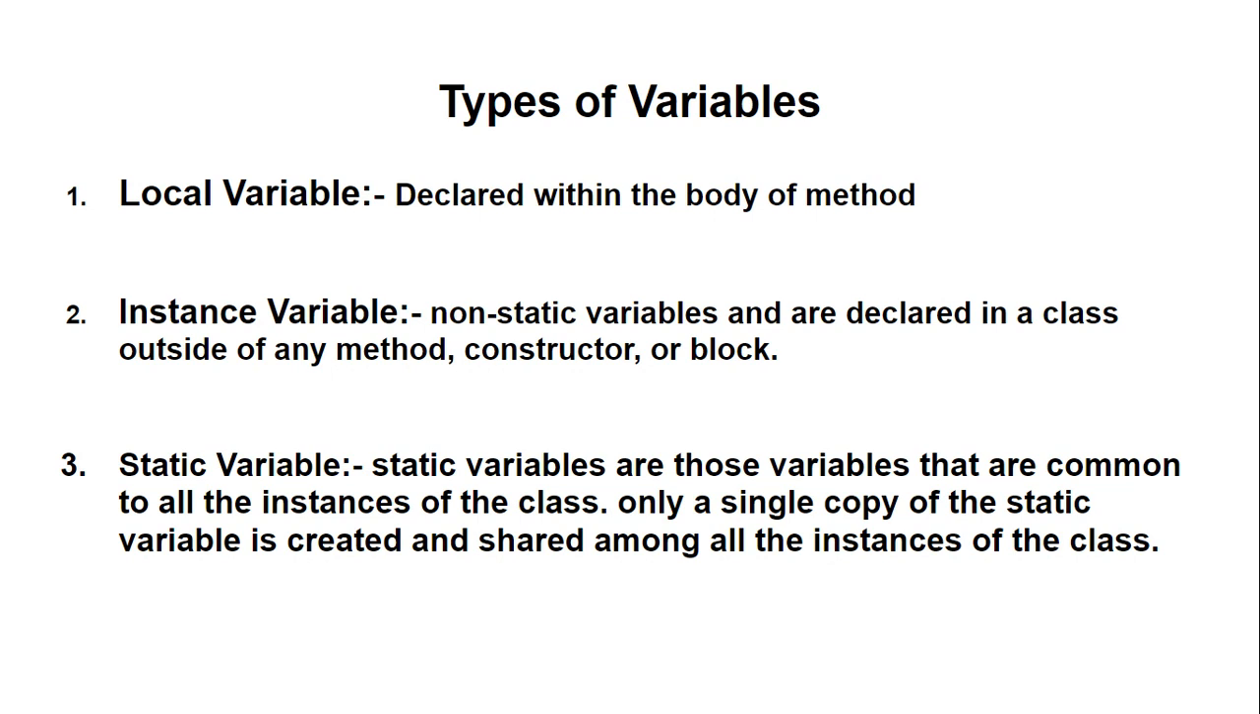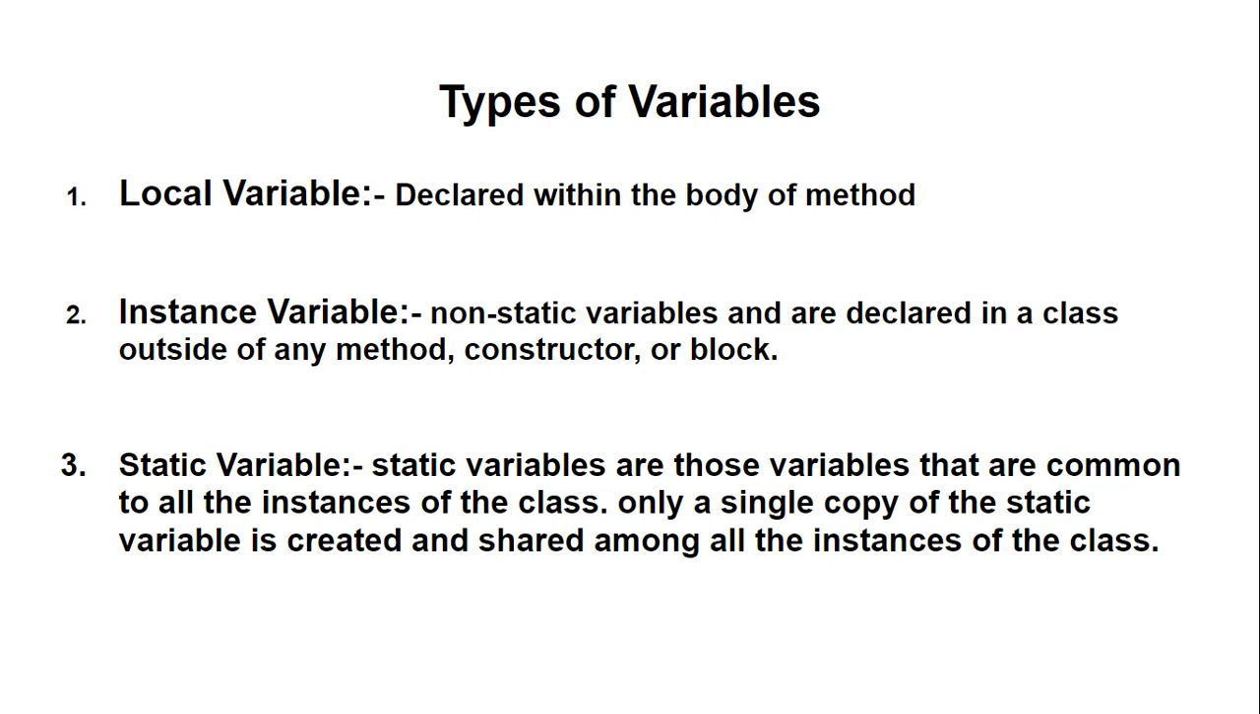What is an instance variable? Instance variables, which are non-static variables, are declared in a class outside of any method, constructor, or block. Remember, static variables are those variables that are common to all the instances of a class. Only a single copy of a static variable is created, shared among all the instances of a class. Static variables are class variables.